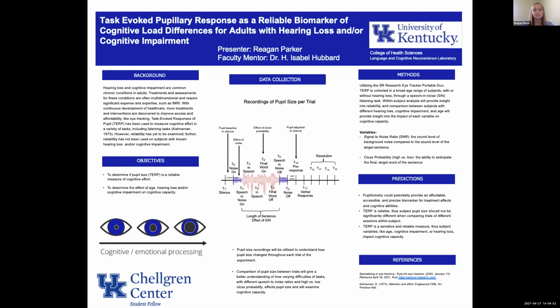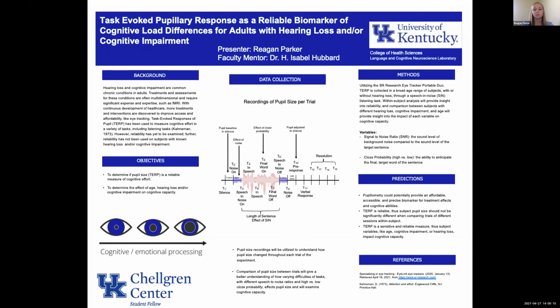Today I'll be discussing my ongoing research with Dr. Hubbard in the College of Health Sciences Language and Cognitive Neuroscience Lab. My research is task-evoked pupillary response as a reliable biomarker of cognitive load differences for adults with hearing loss and/or cognitive impairment. Hearing loss and cognitive impairment are common chronic conditions with aging, but why does hearing loss matter?